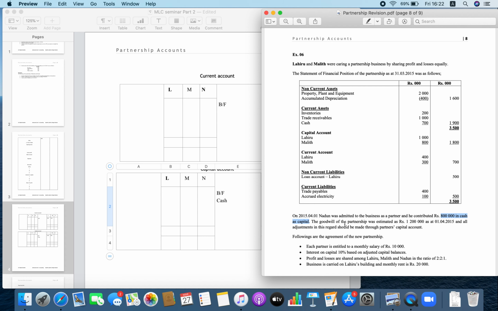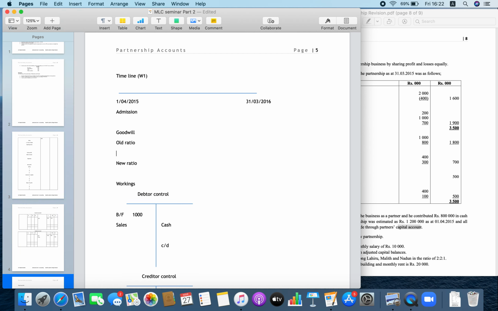Right, that's done. Next one, the goodwill of the partnership is now estimated to be 1.2 million and all regards should be made through the partner's capital account. So guys, nothing is going to change. We have goodwill. Now you understand we have to divide between old ratio and new ratio. You have to always mark that in the capital account. Right, so let's go to our workings over here.